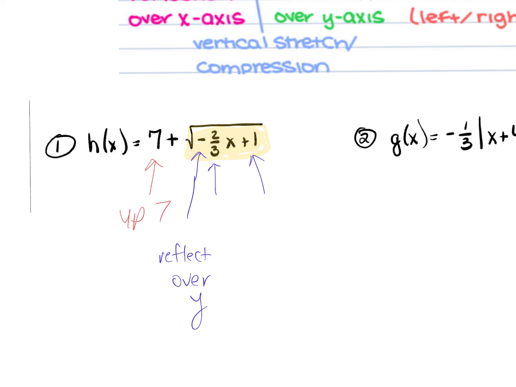What is that 2/3? What kind? It's a horizontal stretch. Good. It's the opposite of what we think. Because it's inside, so it's the opposite. Like this is left 1, instead of right 1. Anything that's on the inside is going to be the opposite. So it appears to be a shrink because it's less than 1, but it's actually the opposite. And then since we have +1 on the inside, we're going to move to the left 1.